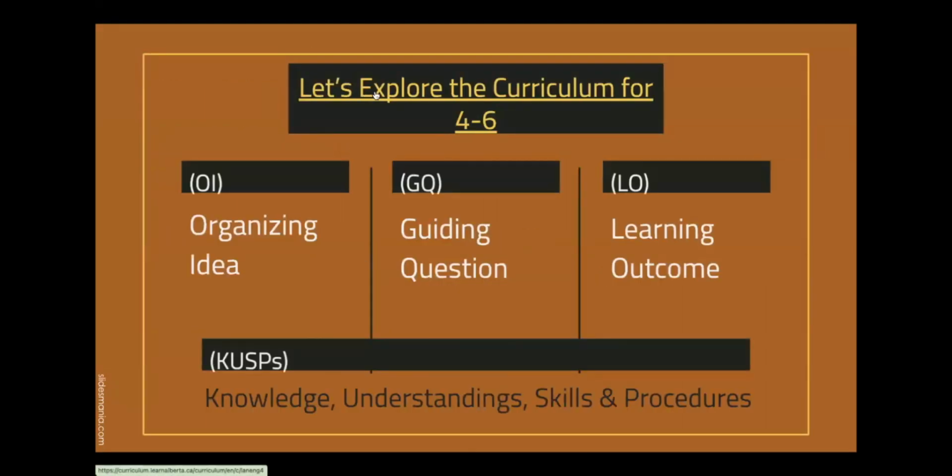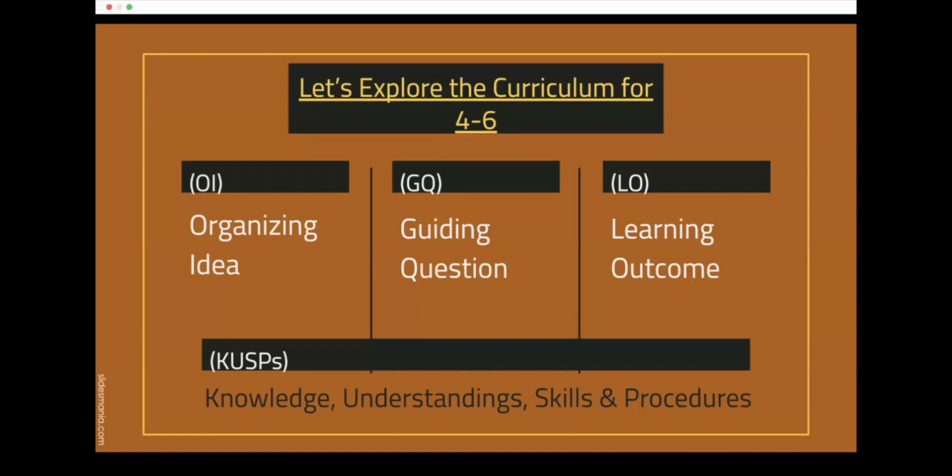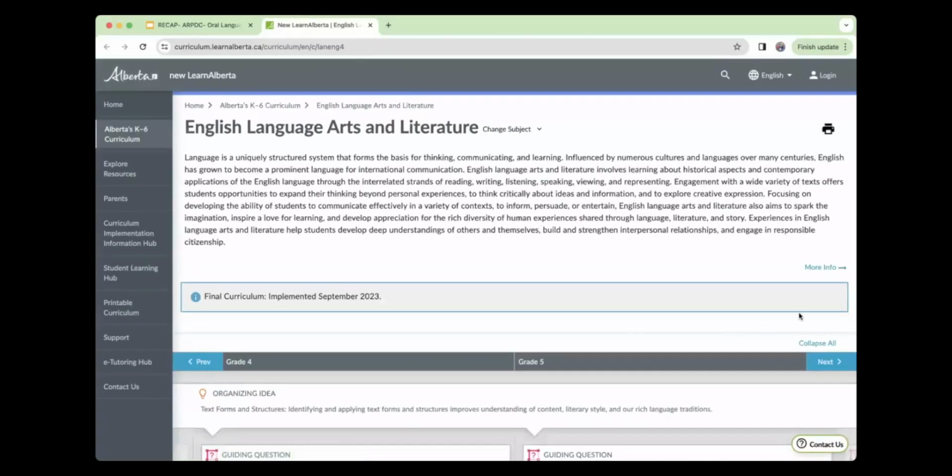So if we dive into that curriculum a little bit deeper, we'll see that there is an organizing idea for each grade. There will be a guiding question, a learning outcome, and then we'll have those cusps. What is it that we need to know as teachers? How do we get students there through the skills and procedures? And hopefully then we will develop those 5 understandings for each grade level that are expected. So let's go in a little deeper to that curricular piece.